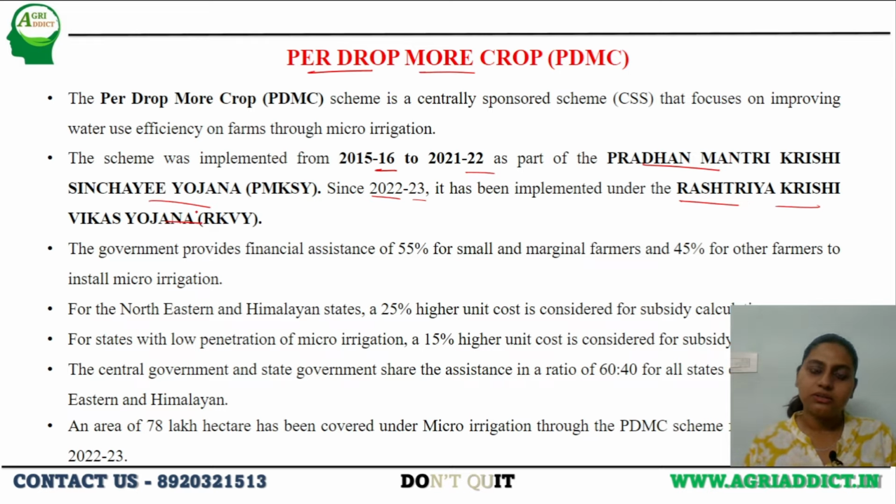Remember, from 2016 till 2022 it was working under Pradhan Krishi Vikas Yojana, but now after 2022 it has been shifted under Rashtriya Krishi Vikas Yojana, where up to 55% of financial assistance will be given to small and marginal farmers who are willing to take up micro irrigation, that is drip irrigation. That is, they are providing monetary support also. And till now about 78 lakh hectares have been covered under this scheme from 2016 to 2023.